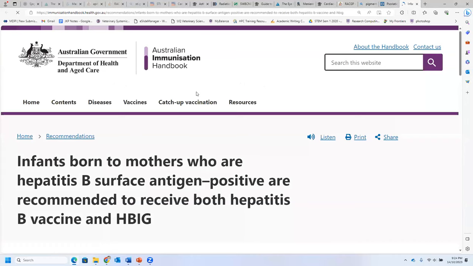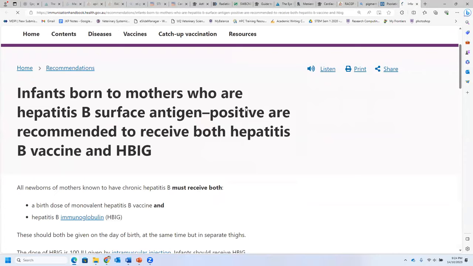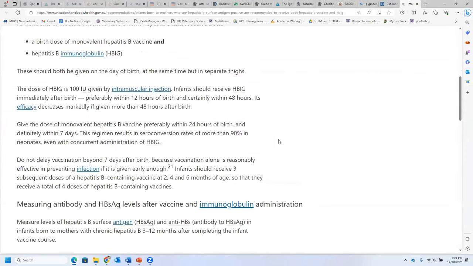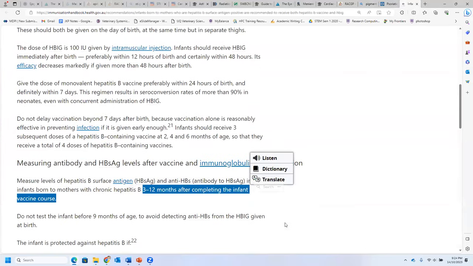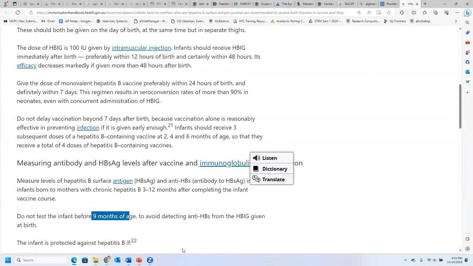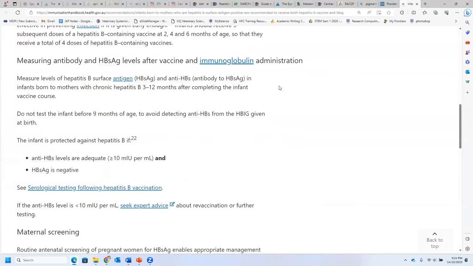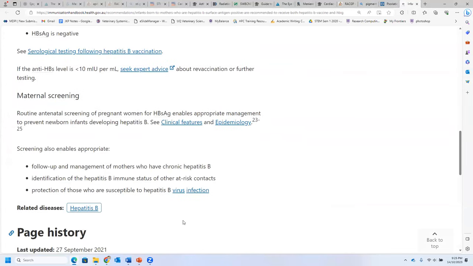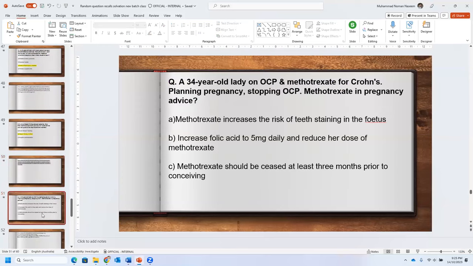So for an infant born to a hepatitis B positive mother, it is recommended that they should have hepatitis B vaccination as well as immunoglobulin. Antibody levels are checked at 9 to 12 months of age. And we give hepatitis B vaccination along with the immunoglobulin. Next question.